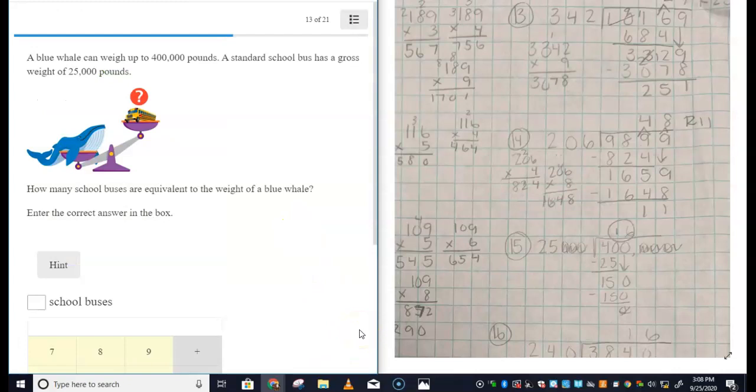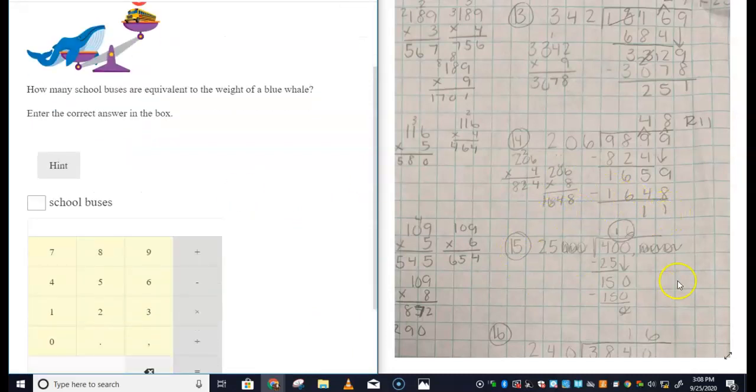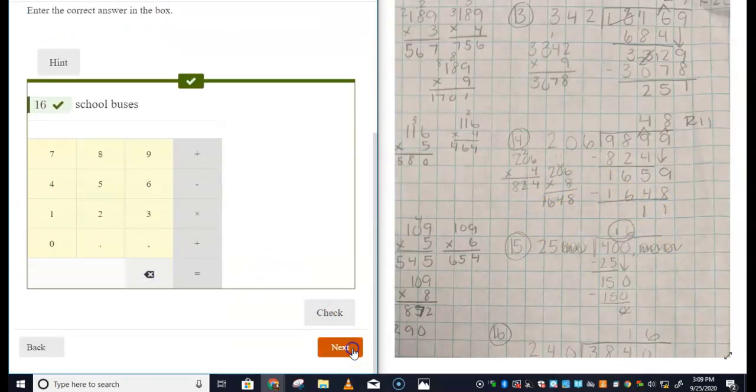A blue whale can weigh up to 400,000 pounds. A standard school bus has a gross weight of 25,000 pounds. How many school buses are equivalent to the weight of a blue whale? So if you look right here, I did that and I got 16. Next.